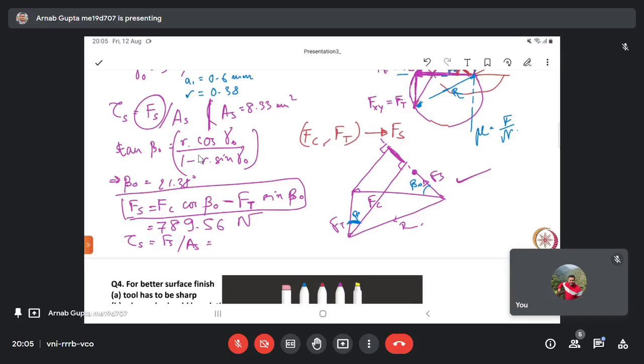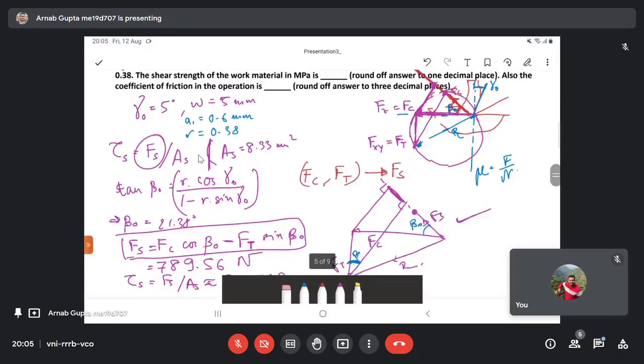Anyway, I'm leaving it till here. It should come around 94 or something like that, 94 megapascal or close to that value. Okay. Around 95, I'm writing it as around 95 MPa. You can just check with the answers. I hope this is clear. Do you have any doubt regarding this?